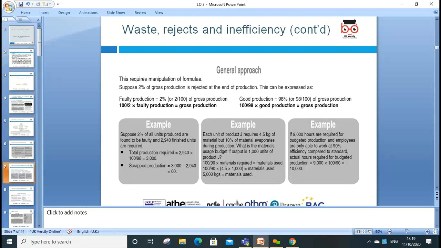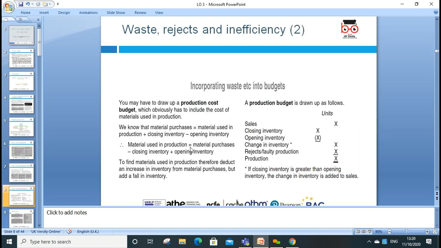Now the labor hours. 90% of the labor is efficient, and 10% of the time can be waste. So 9,000 hours required is the 90%. So the hours we actually require are 9,000 times 100 divided by 90. We actually require 10,000 hours instead of 9,000 hours, because that 10% of hours is waste. That's the way we can calculate. Okay, guys, any question, if you have, you can chat or drop me an email.